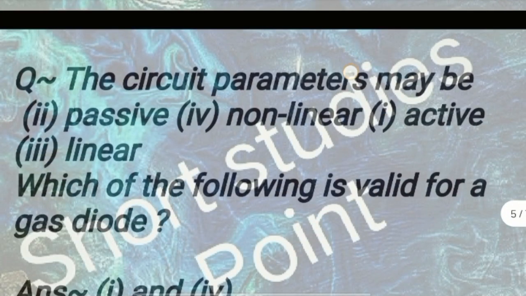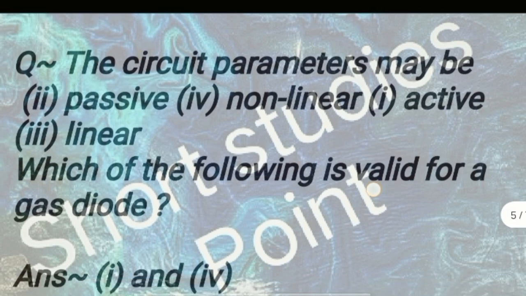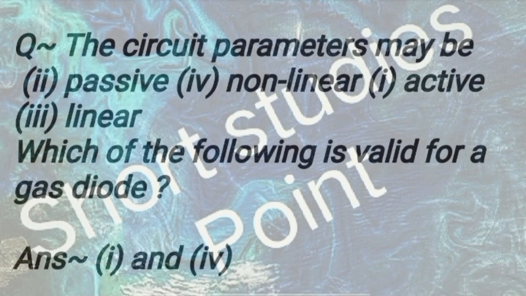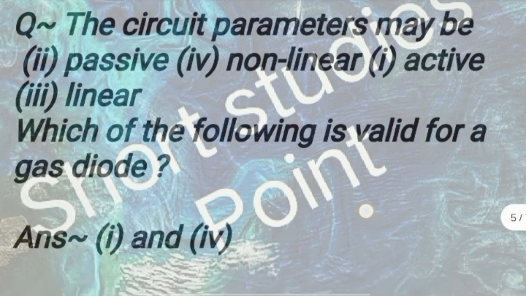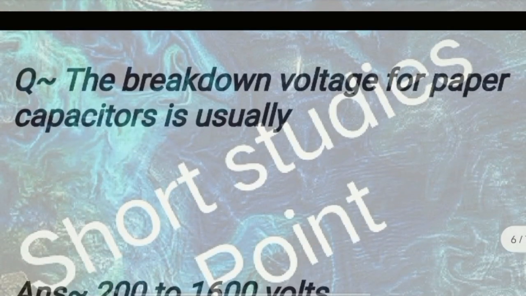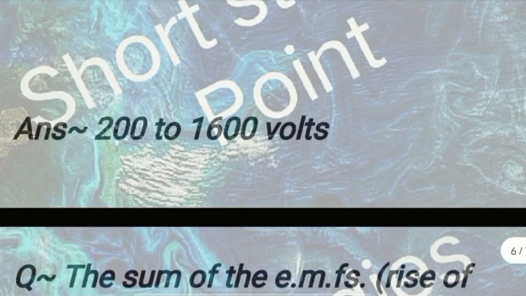Next question: The circuit parameters may be 1. passive, 2. non-linear, 3. active, 4. linear. Which of the following is valid for a gas diode? Answer: 1 and 4, meaning active and non-linear. Next question: The breakdown voltage for a paper capacitor is usually? Answer: 200 to 1000 and 600 volts.